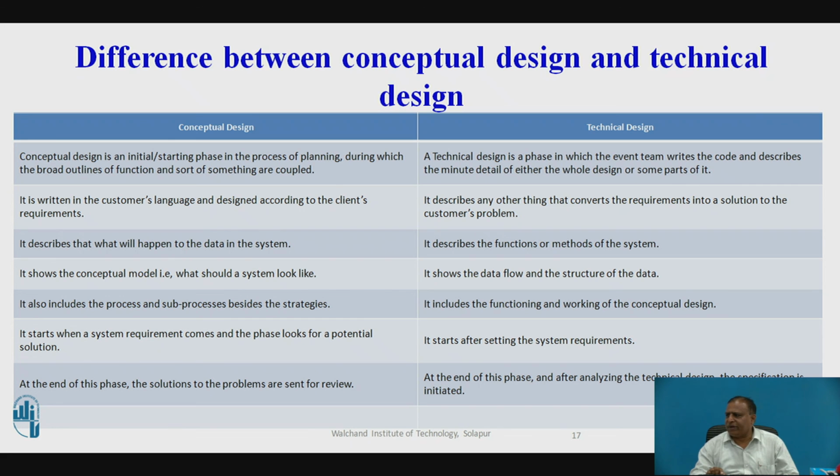Conceptual design starts when a system requirement comes and the phase looks for a potential solution. The technical design starts after setting the system requirements. In conceptual design, at the end of this phase, the solutions to the problem are sent for review. In technical design, at the end of this phase and after analyzing the technical design, the specification is initiated. So this is the difference between the conceptual design and technical design.